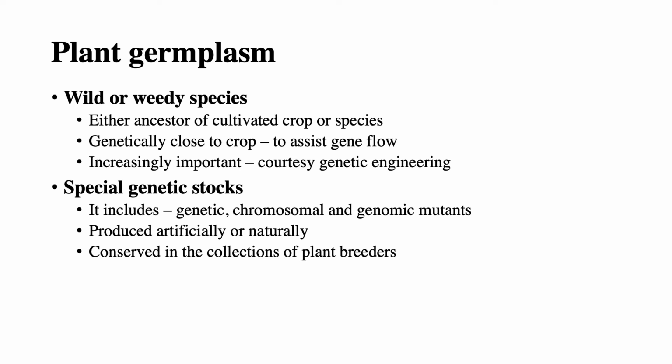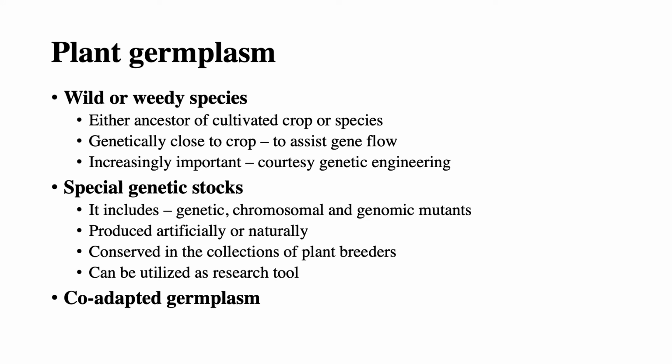Another plant germplasm resource is called co-adopted germplasm. It is also known as symbiotic germplasm, in which two forms of a crop, two distinct crops, or a crop and its symbionts, such as unrelated weeds or legumes and a nodule forming bacteria, are grown together.